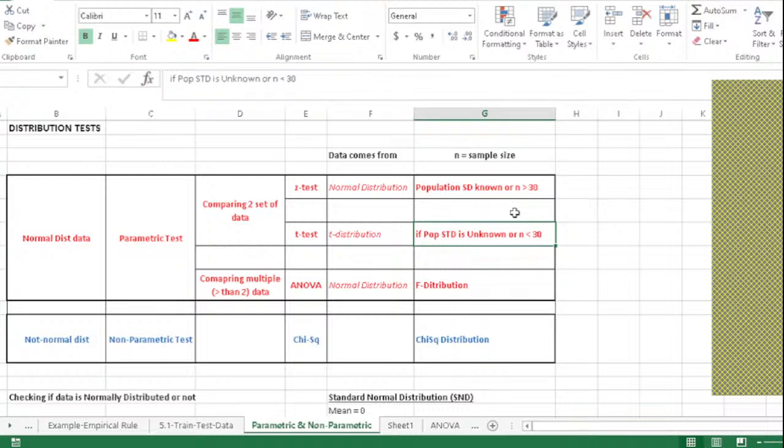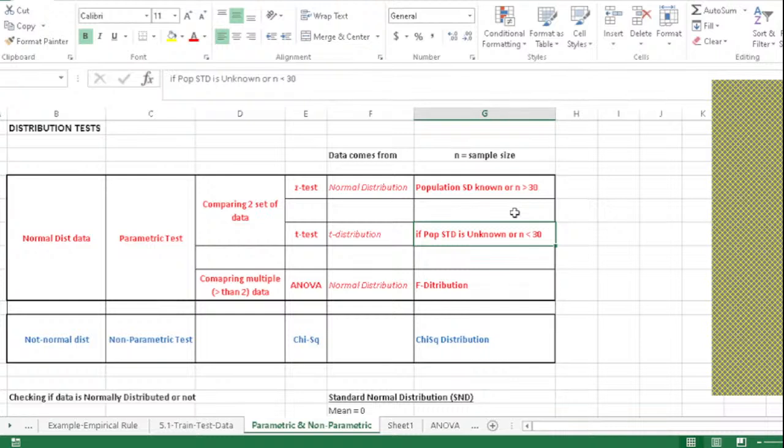If you have information that the population is normally distributed and the standard deviation is known, which test will you use? Z test, right? Now, when you have to compare more than two sets of data, right?